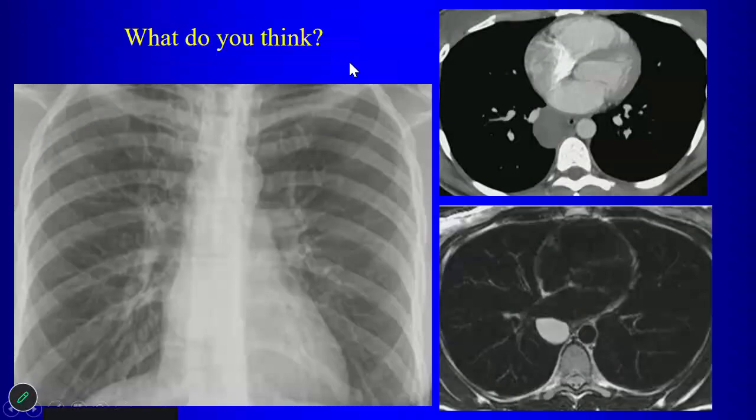All right. What about this lesion? We can see it here on the radiograph, and we have a CT, and we have a T2 weighted MRI. What do we think of this?